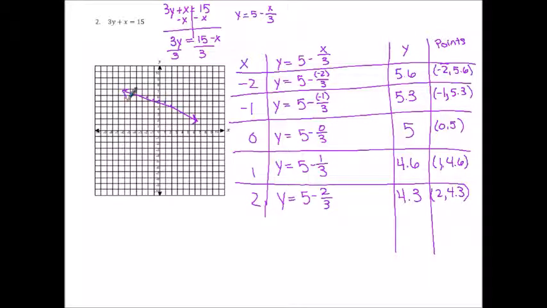As you can see, mine doesn't go through the points correctly, but it should go right through those points. The only thing we're missing is a label. This time, I'm going to label it 3y plus x equals 15. And now we're done. We graphed a line using a table. So we found our solutions and we graphed.